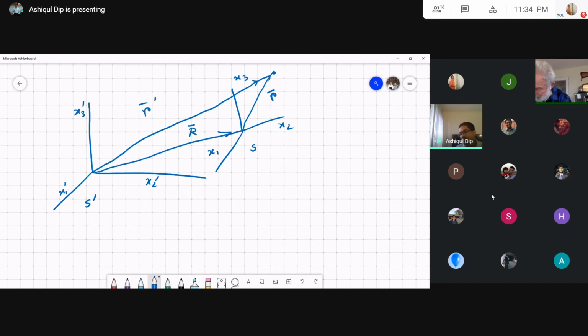Then by the vector addition law, we have our R prime vector. That means the position coordinate of that particle P, as measured by the uniformly moving inertial observer, that is R prime, equals the R vector. That means there's the separation in between those plus R.